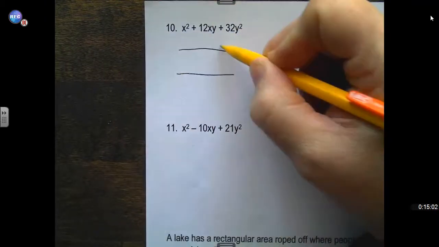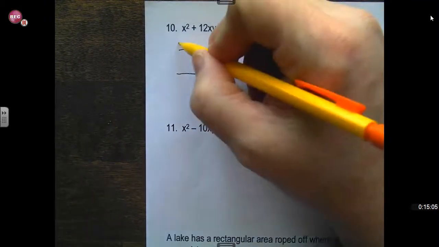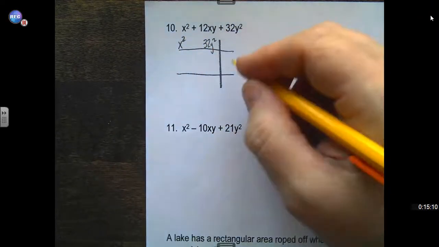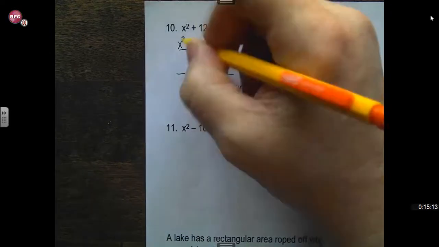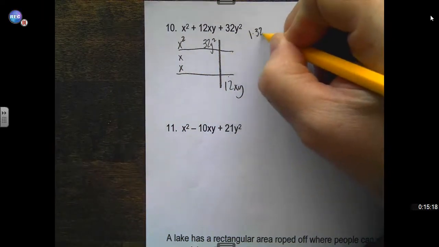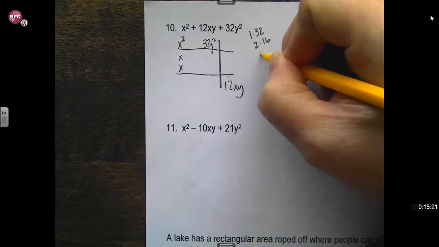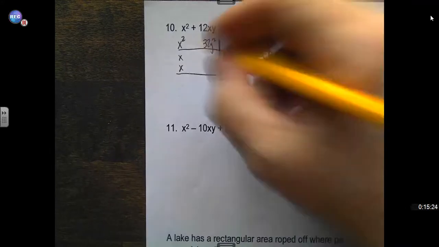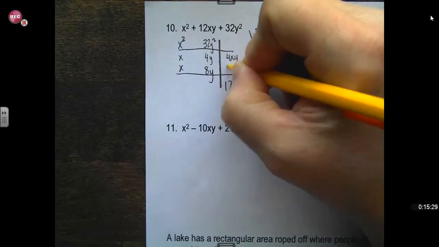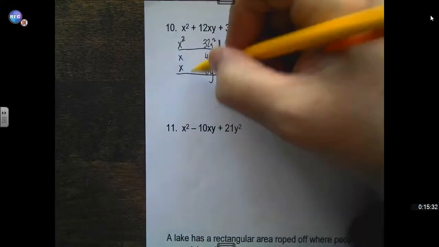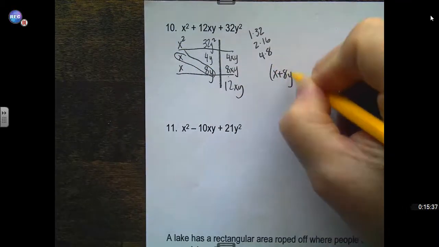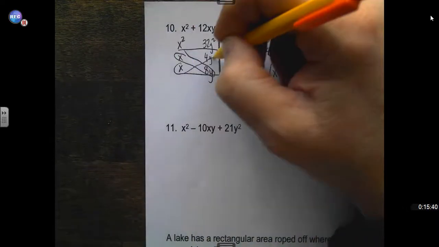Same thing, my quadratic term, it's in standard form, so my quadratic term x squared, the other quadratic term, or not really, 32y squared, 12xy goes down here. Now, if for some reason I couldn't get this to factor, then I would say that this is prime. 4 times 8, I think 4 times 8 will work, so 4y, 8y, 4xy, 8xy, 12xy. So the quantity x plus 8y times the quantity x plus 4y.